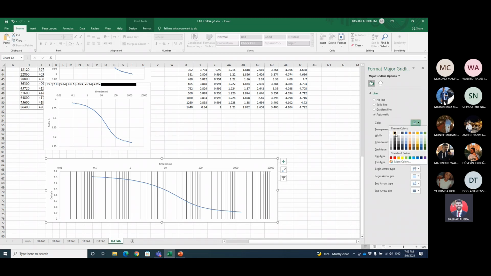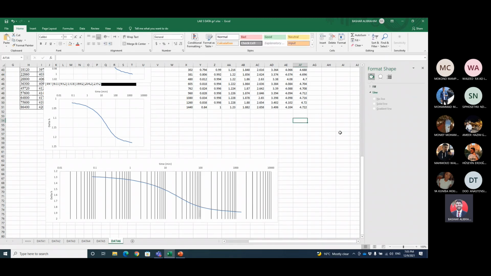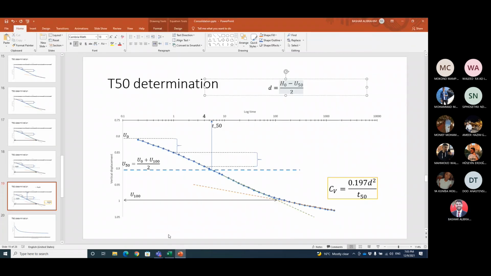So you see them better. Okay. So I want you to draw these lines to see your calculation. Okay, method more important than the answer for me. Understood? Yes. Any question about T50?